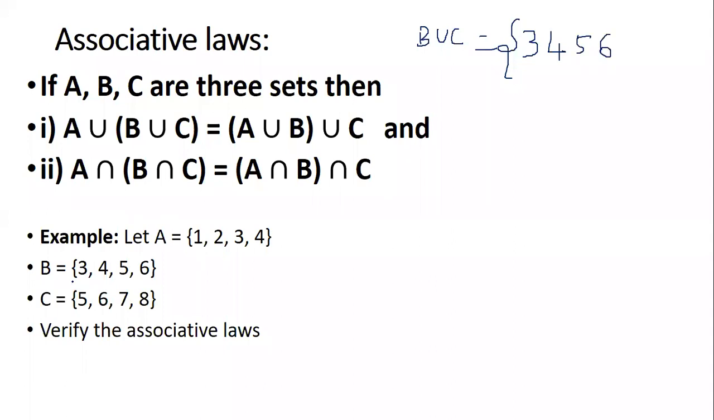Now after set B, I am supposed to consider set C. In set C, 5 and 6 are already taken care of from B. So 7, 8 is remaining. So I write 7 and 8. So B union C is 3, 4, 5, 6, 7, 8. So I have got one set for B union C. Now set A is available and B union C is also available.